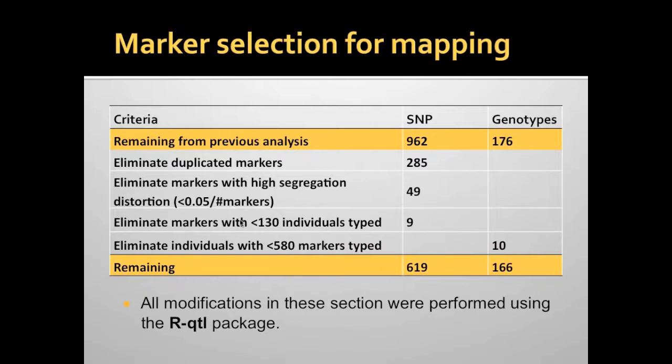Then I also eliminated the markers that had too high segregation distortion. It means that they don't fit well to the 1-to-1 segregation ratio expected. Then I eliminated markers that were typed only in very few individuals, and also the individuals that had very few SNPs genotyped. And in the end, I got a data set of 619 SNPs and 166 genotypes.